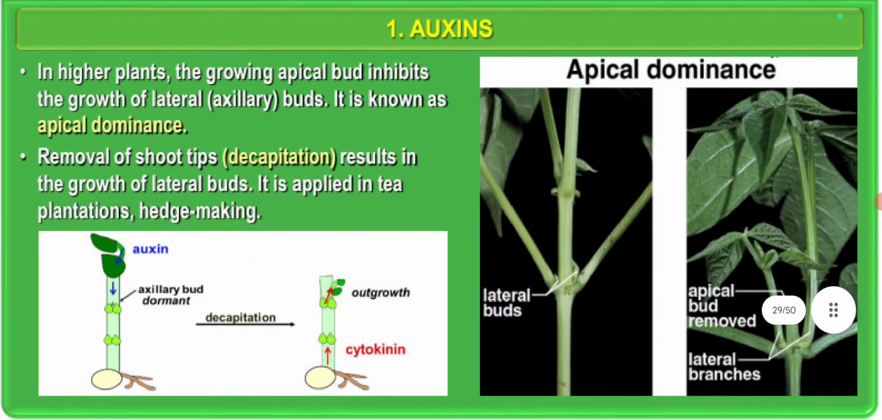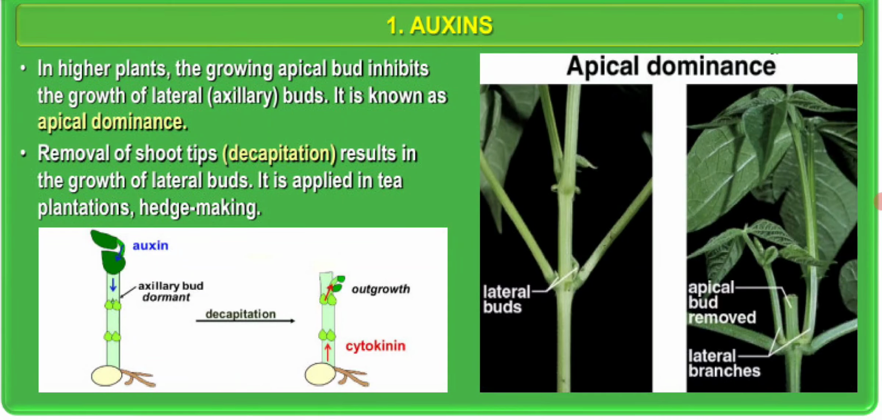Here are some more points. In higher plants, the growing apical bud inhibits the growth of lateral or axillary buds. It is known as apical dominance. So auxins also help in apical dominance. Apical dominance means the growing apical bud inhibits the growth of lateral buds. Removal of the shoot tip, that is called decapitation, results in the growth of lateral buds. It is applied in tea plantations or hedge making, etc.